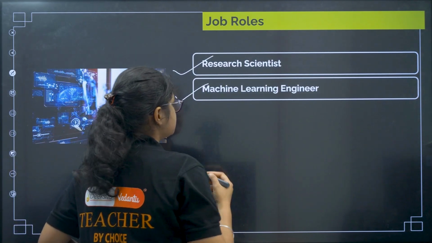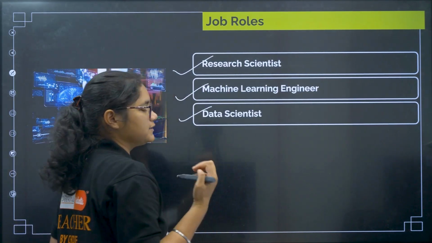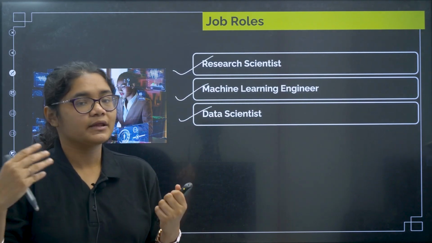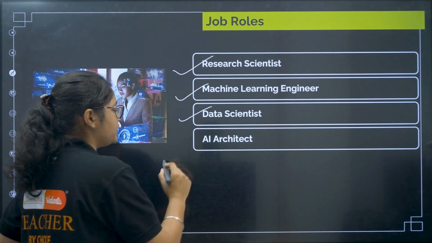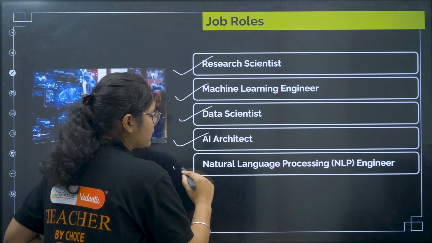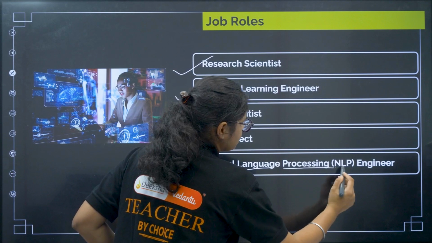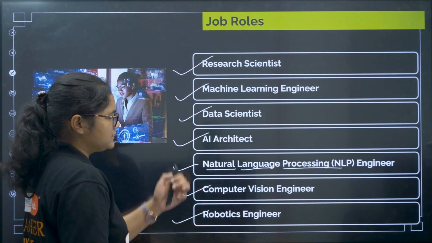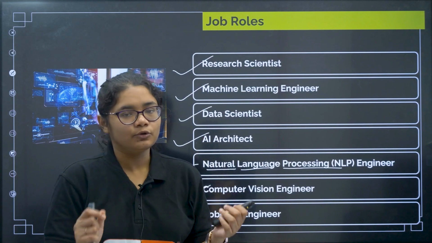Next, machine learning engineer. You can work as a data scientist, where you need to analyze the data in an effective way and bring out a good conclusion from it. Then you can work as an AI architect, deciding how that AI model should look. Then you can be a natural language processing engineer, computer vision engineer, or robotics engineer. These are the different fields where you can work.